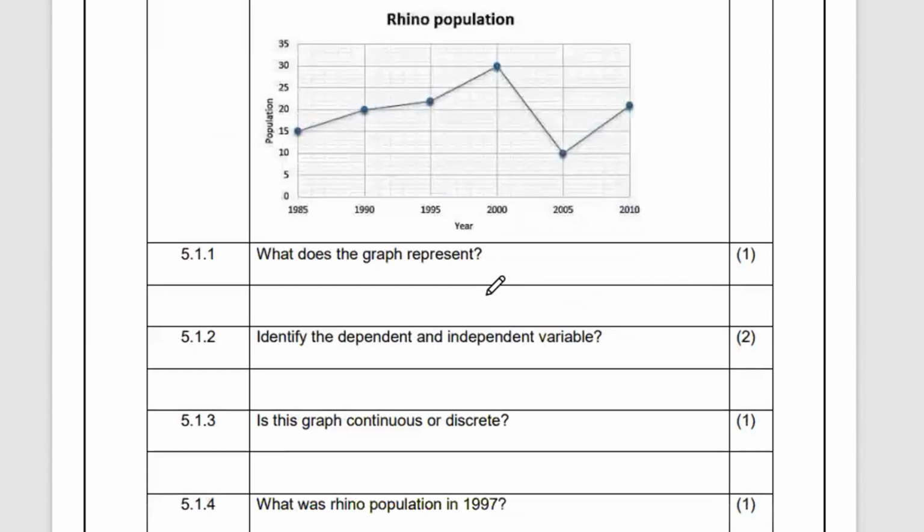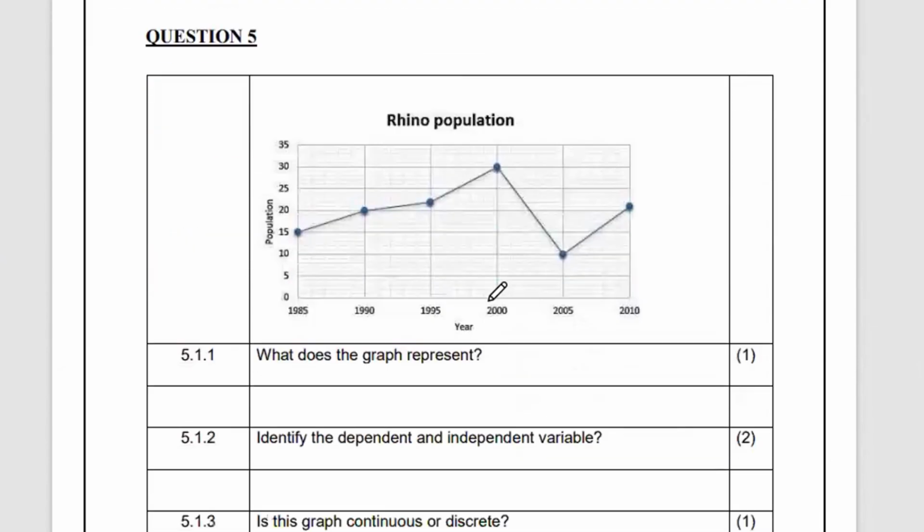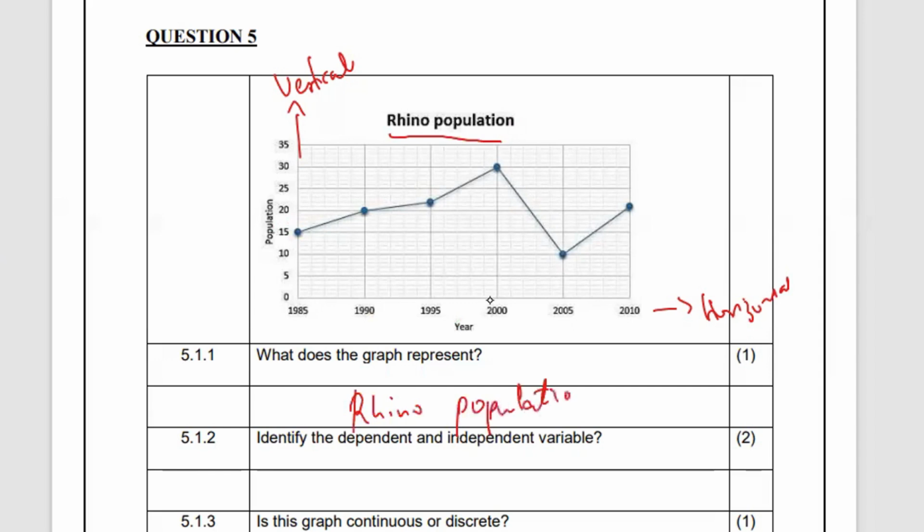Question number 5. I just said rhino population. So this is the vertical axis, okay, vertical axis, and then this represents the horizontal axis. And then the numbers were plotted or they were drawn. All right. So what does the graph represent? So we have a title here or a heading. So we're saying the graph represents what we call the rhino population.